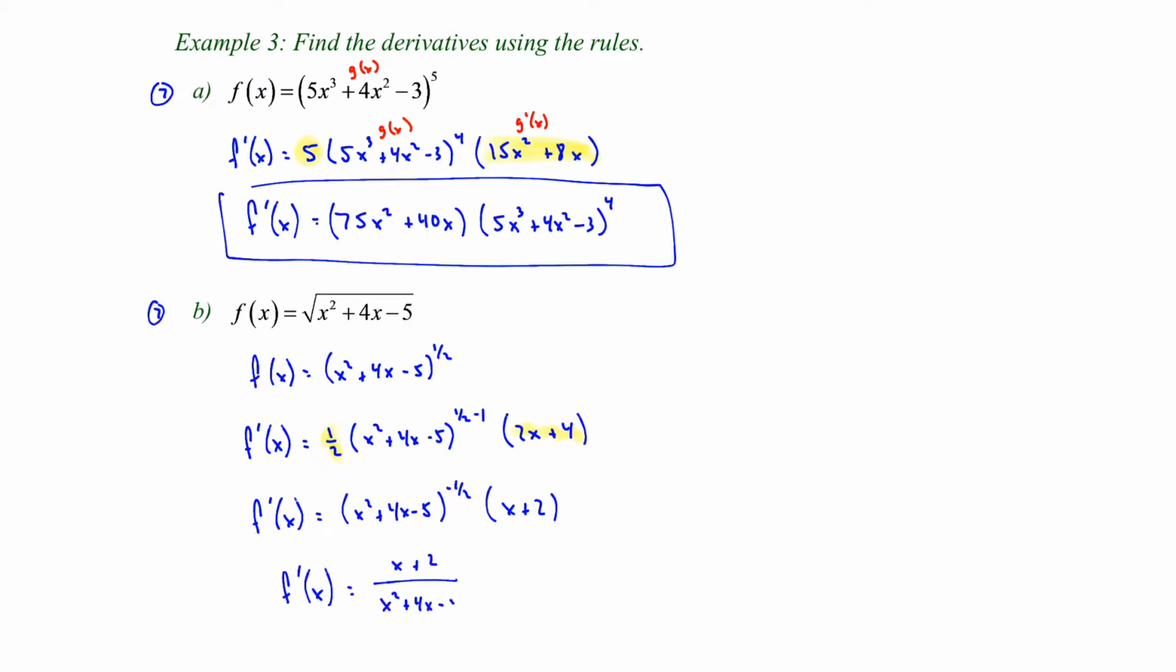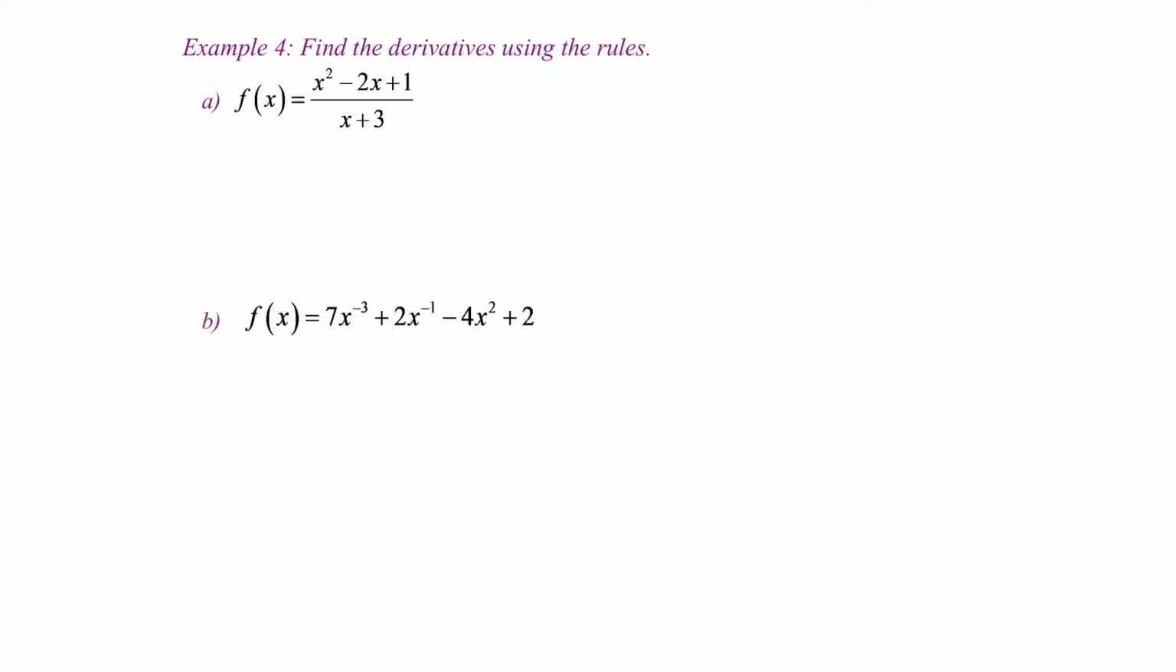And you can either rewrite it as the square root of x squared plus 4x minus 5, or you can rewrite it as that raised to the 1/2. Either way is fine. And there's your derivative of this function, square root of x squared plus 4x minus 5.